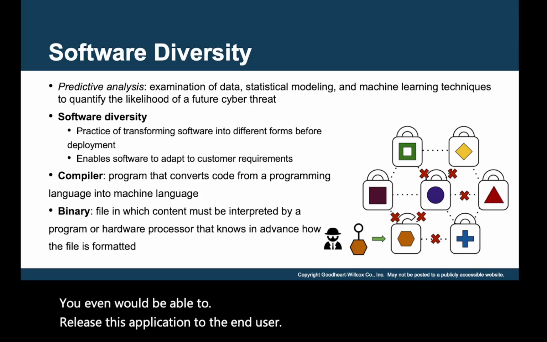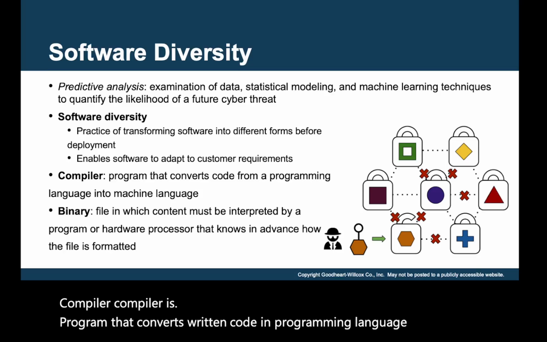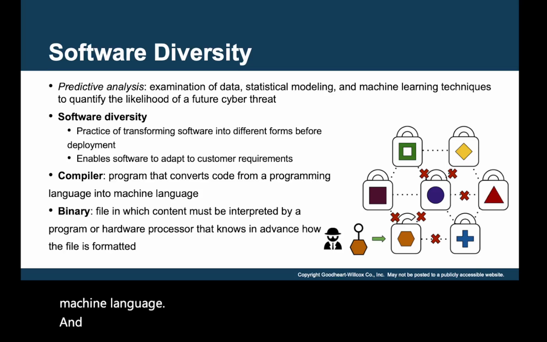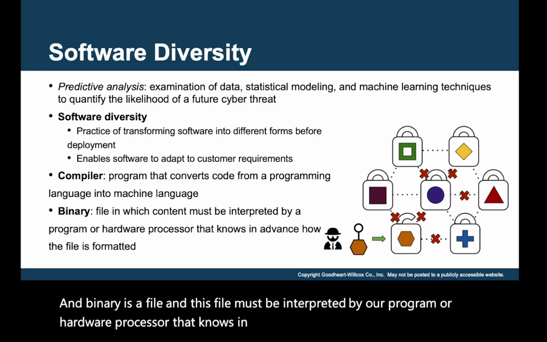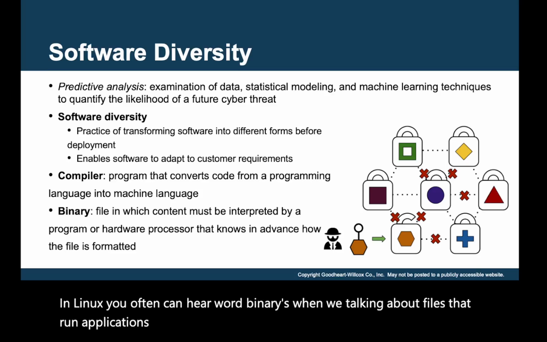A compiler is a program that converts written code in a programming language into machine language. And a binary is a file that must be interpreted by a program or hardware processor that knows in advance how to read this file. In Linux, you often hear the word binaries when we talk about files that run applications or processes.